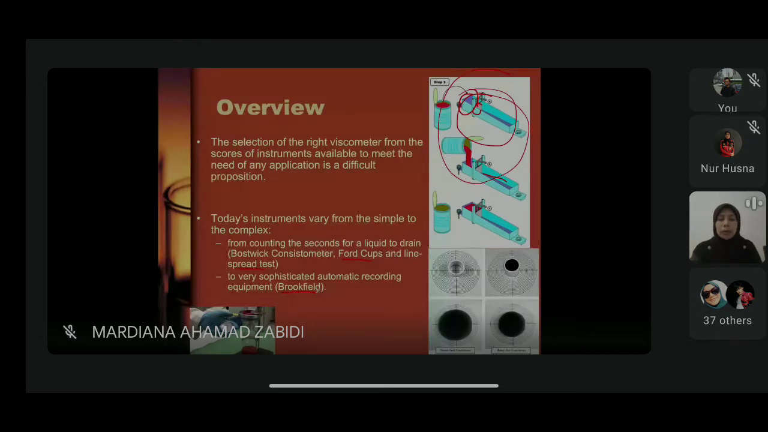And then after that, you immerse that particular spindle into your product and you just press start. After some time, it will give you a constant reading. Then you will take that reading and do some measurement, some calculation, in order for you to determine the viscosity of that particular product.